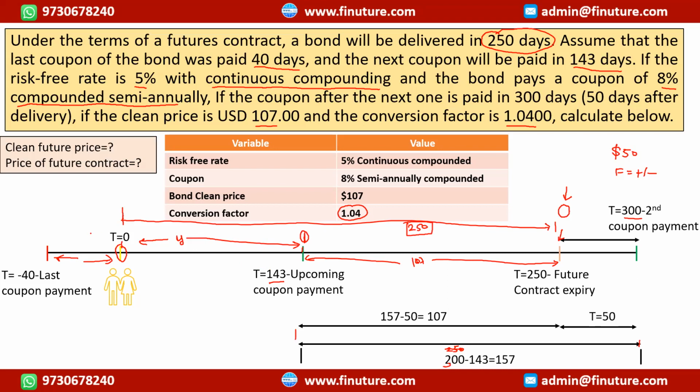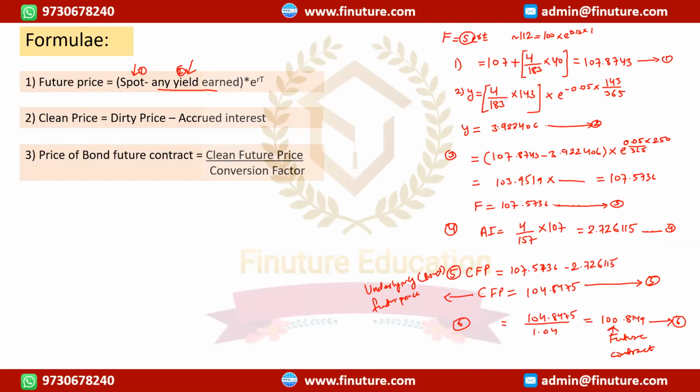Out of this 183 days, you discount this $4 back to T0, because this $4 is earned over this 183 days. So what is the coupon for 183 days discounted back today, so that you can compare two quantities which are valued today, spot and yield? Once you have the yield, subtract it from the spot price. This is basically S minus Y, into e to the power RT. And in this case, this T would be the maturity of the future contract.